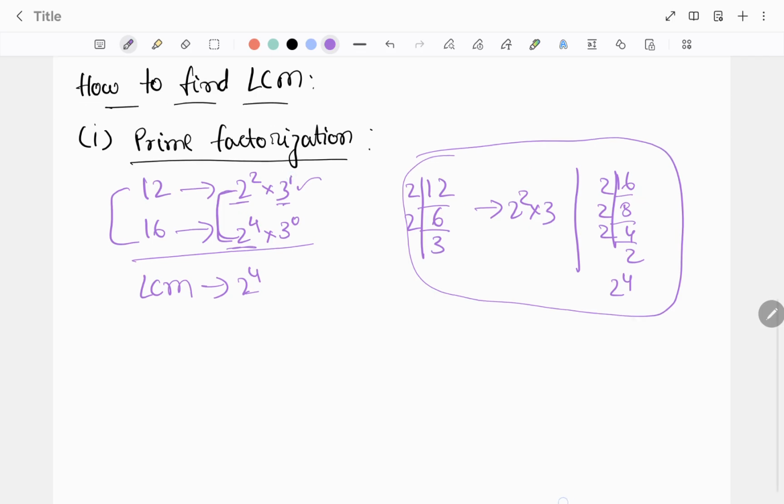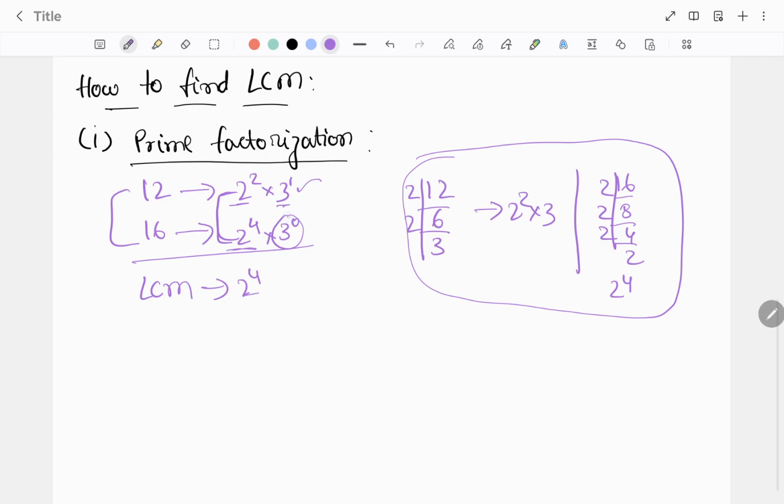Now say 3 power 1 or 3 power 0. Every time you should not write again 3 power 0. It means we have to assume that if a prime number is not there, we can make it as power 0. So 3 means 3 power 1, no need to write it again. You have to analyze that.